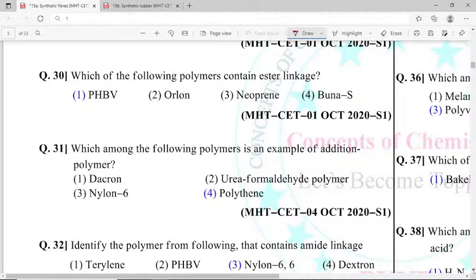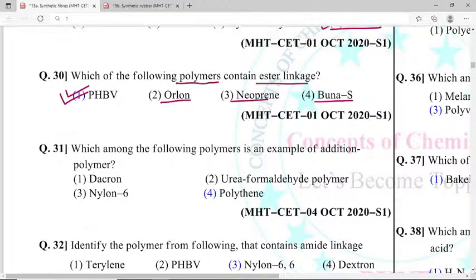Which of the following polymers contains an ester linkage? PHBV, polyhydroxybutyrate covalerate. Orlon, neoprene and Buna-S are different polymers. They do not contain an ester linkage. But PHBV, polyhydroxybutyrate covalerate, contains the ester linkage.